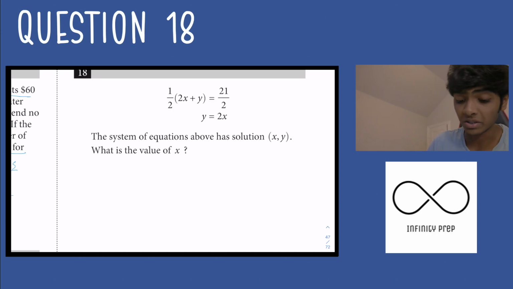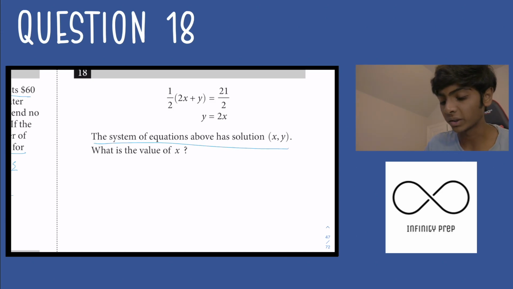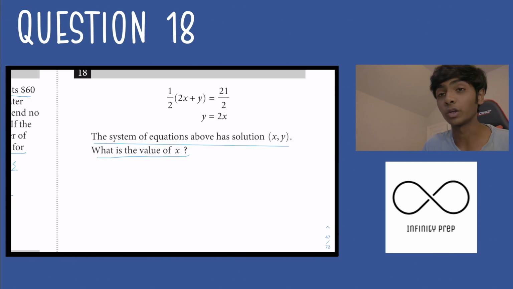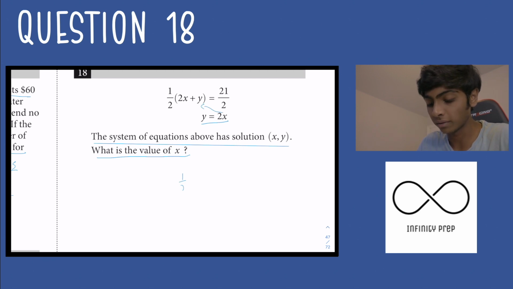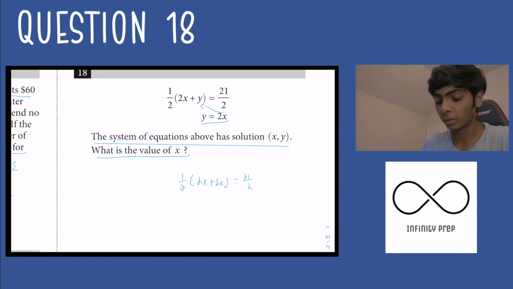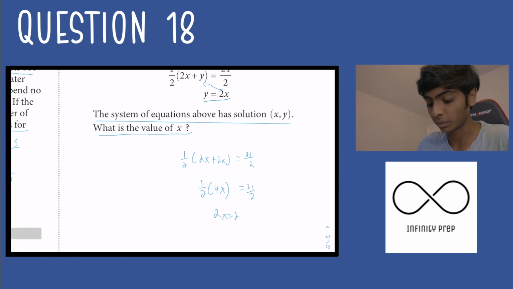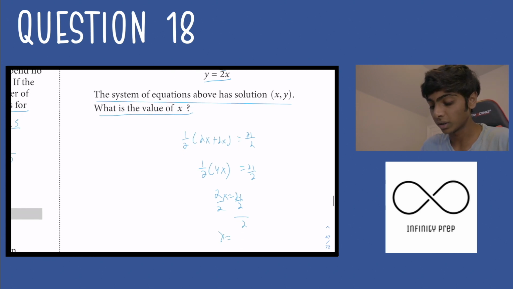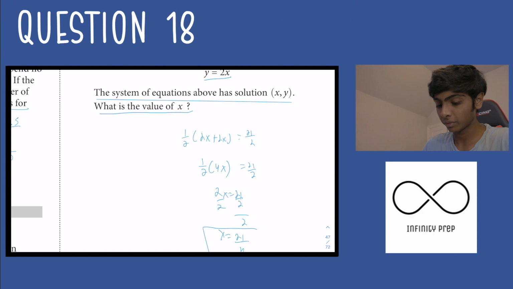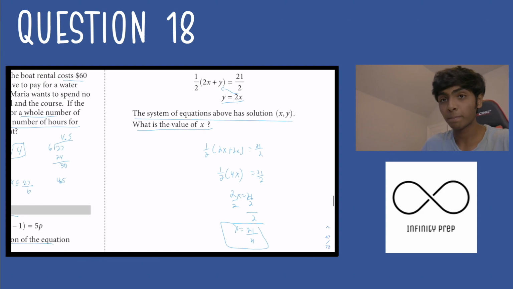Okay, now let's go to number 18. Number 18 says that the system of equations has solution x, y. What is the value of x? So we know that y equals 2x, so let's just substitute 2x in for y. So we get 1/2 (2x plus 2x) equals 21 over 2. So we get 1/2 times 4x equals 21 over 2, which is just 2x equals 21 over 2. Divide by 2 on both sides, and we get x equals 21 over 4. And that should be our answer.